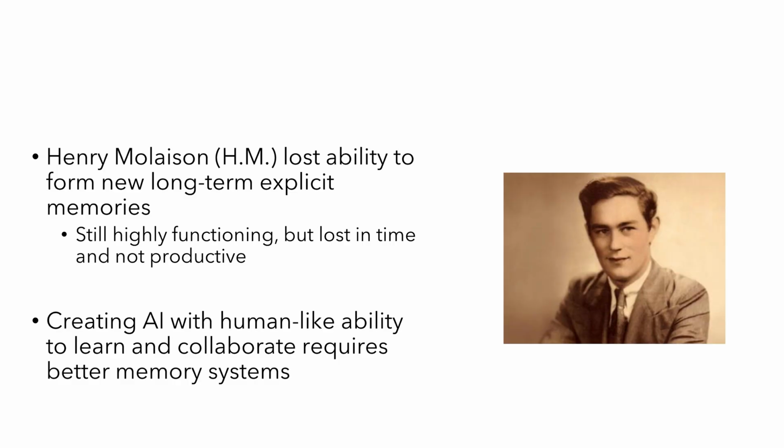And we know from human studies that if we lose our ability to form new long-term explicit memories, there's still lots of stuff we can do, but we lose really important capabilities to be a fully independent and highly contributing member of society. In the same way, if we want AI to have human-like ability to learn and collaborate, we need more comprehensive memory systems.